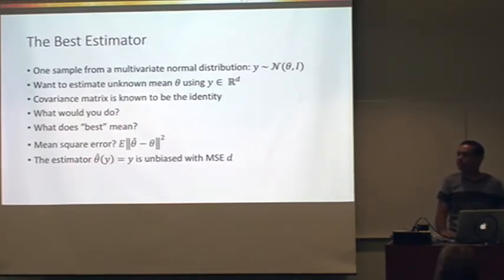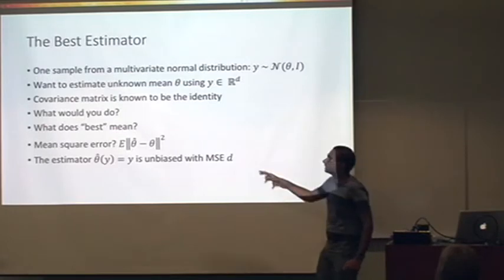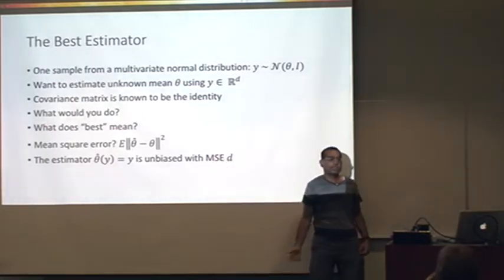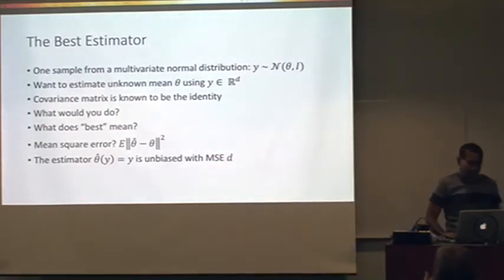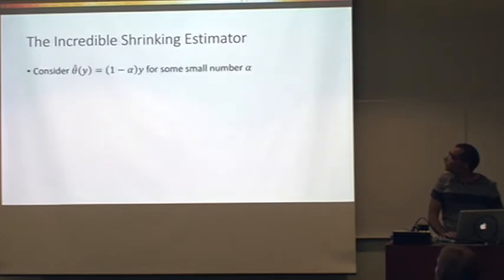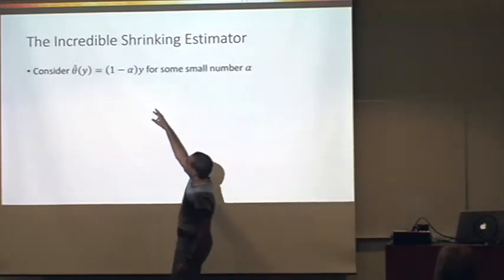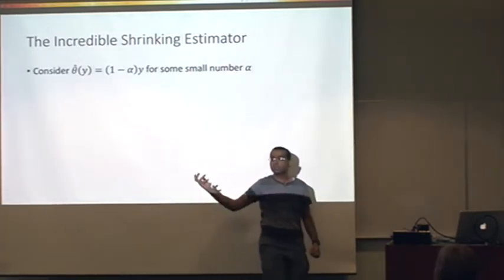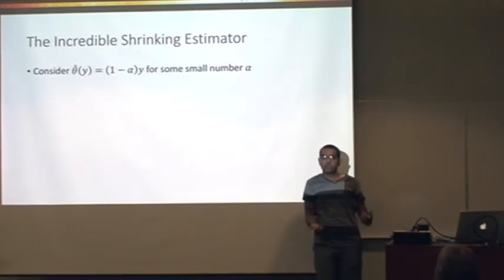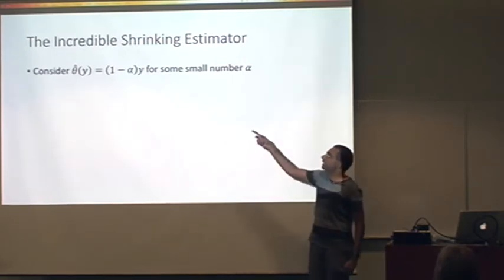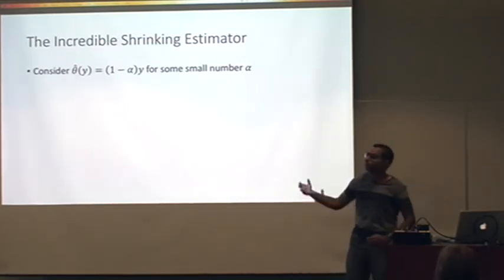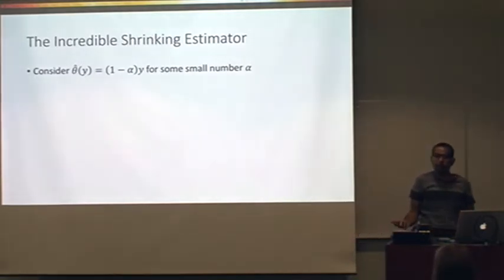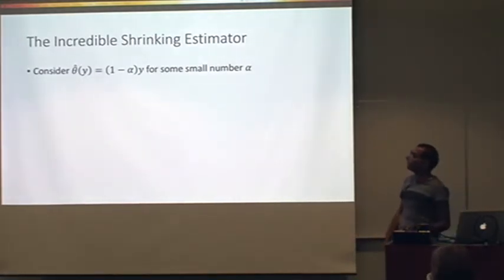But we didn't say anything about unbiased, right? We said we wanted the best mean squared error. So are there other estimators that are better than this in terms of mean squared error? Here's another option. It's almost the same. I'm basically estimating using y, but I'm multiplying it by a constant 1 minus alpha. Think of alpha as a small number. For example, if I pick alpha equals 0.1, then I'm just multiplying by 0.9. Instead of estimating y, estimate 0.9 times y.